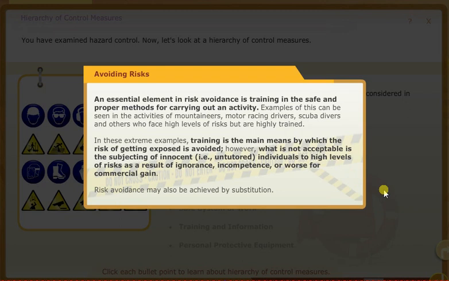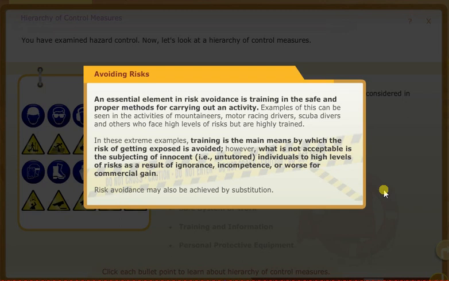Examples of this can be seen in the activities of mountaineers, motor racing drivers, scuba divers, and others who face high levels of risks but are highly trained. In these extreme examples, training is the main means by which the risk of getting exposed is avoided.